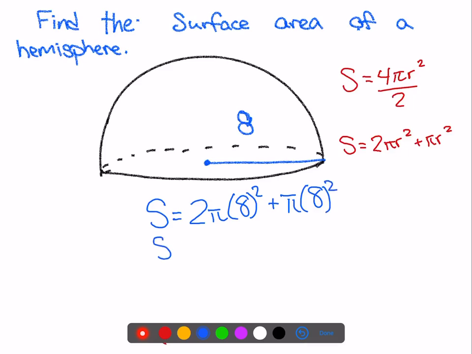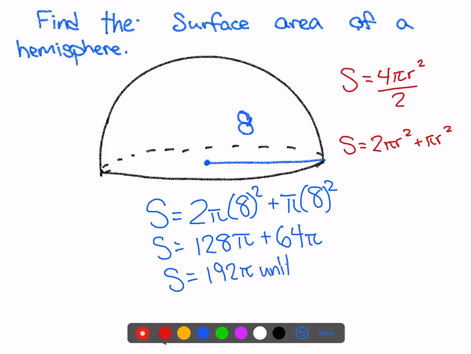Let's see, this 8 squared will give us 64, times 2 will give us 128 pi, plus 64 pi. Combining these together, 128 plus 64 will give us 192 pi. And then units squared, because again, the area is in 2 dimensions, so that's why our units will still be squared.